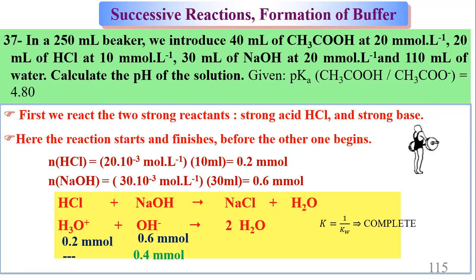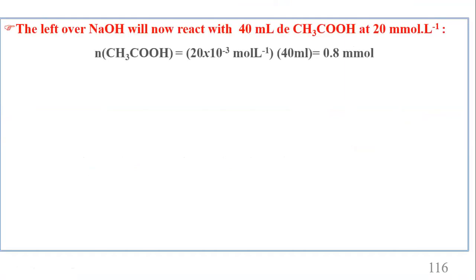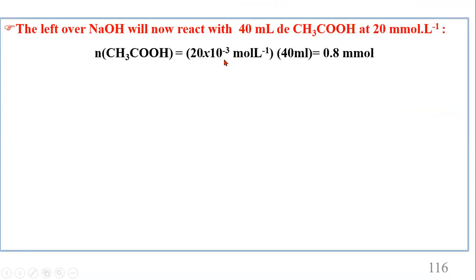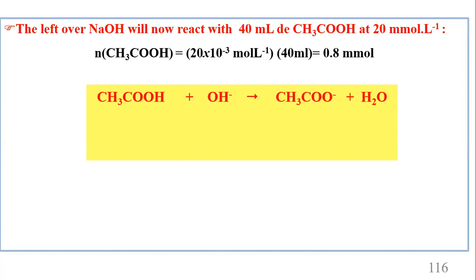But that OH minus will go further and now react with the next acid in solution if there is any. Okay, and yes, there is one. There's acetic acid. So the leftover NaOH will go ahead and react with my acetic acid. It was 20 millimoles per liter, so 20 times 10 to the minus 3 times 40 milliliters, I have 0.8 millimoles of acetic acid in the solution.